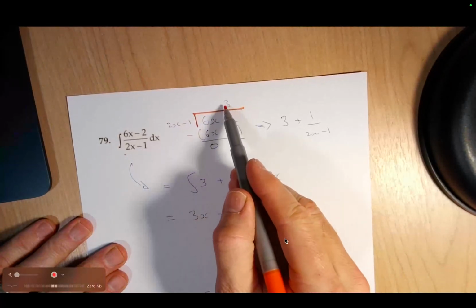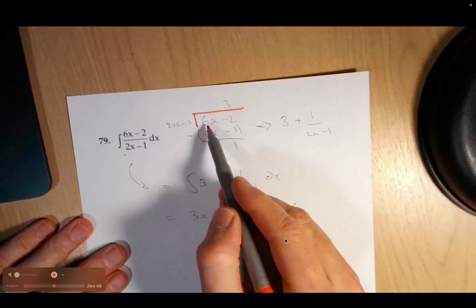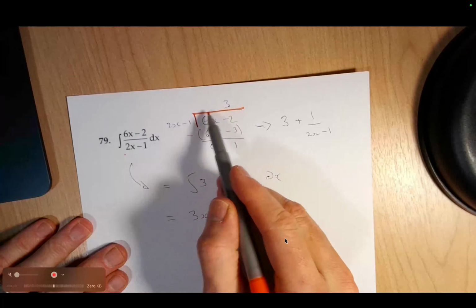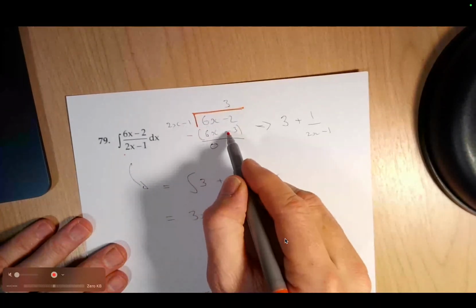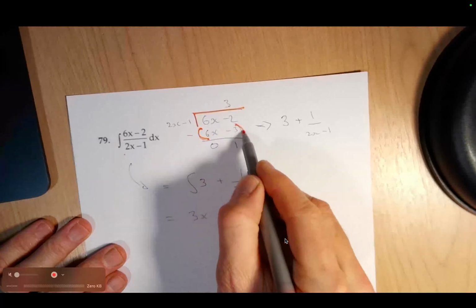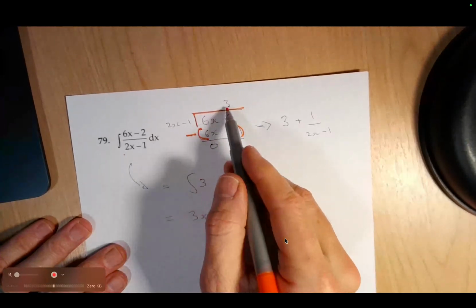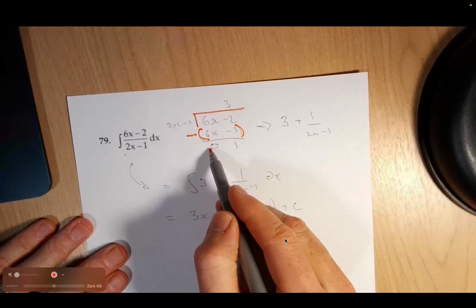So we put a number up here, we say what number times 2x gives you 6x? So it's going to be 3. 3 times 2x is 6x, and 3 times minus 1 is minus 3. Put brackets, and then subtract. And the whole objective of doing this is to get a 0 in there.